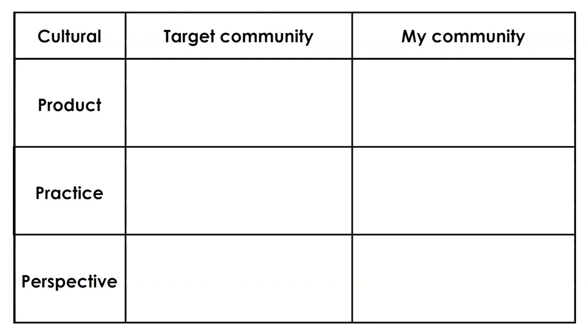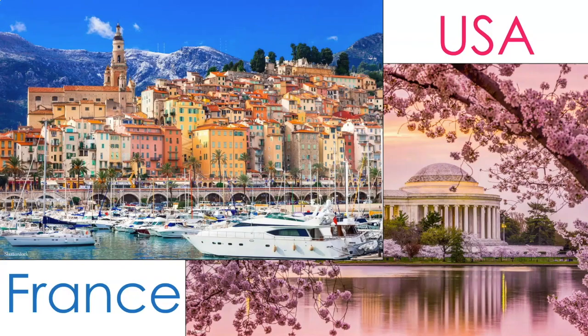Once you understand cultural products, practices, and perspectives, you can put it all together to make comparisons using a Venn diagram or a T-chart, as shown here. The comparison should center on the perspectives. Use the cultural products and practices as detail and elaboration to support the main argument. First, we define the communities we are comparing. For this example, I'll compare France as the target community and my community, the USA.